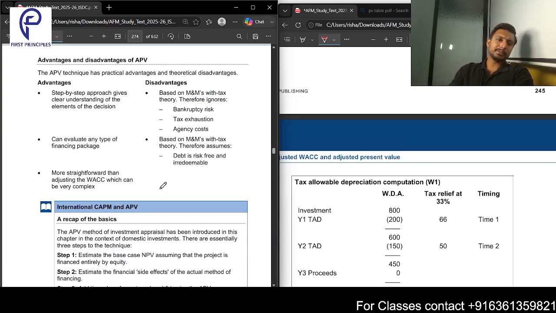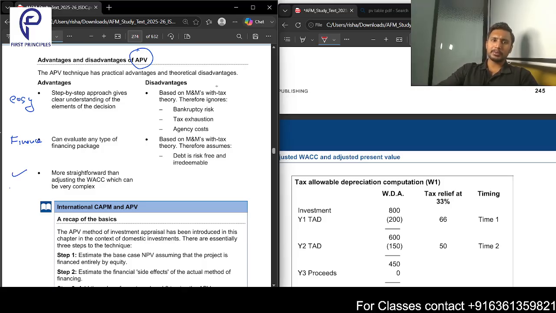Looking into some advantages and disadvantages of this method of APV. It's a step-by-step approach, a clear understanding, easy to understand. That's one advantage. It can evaluate any type of financing package, so however you have chosen to finance, you can use it to calculate the APV. It's more straightforward than adjusting the WACC.